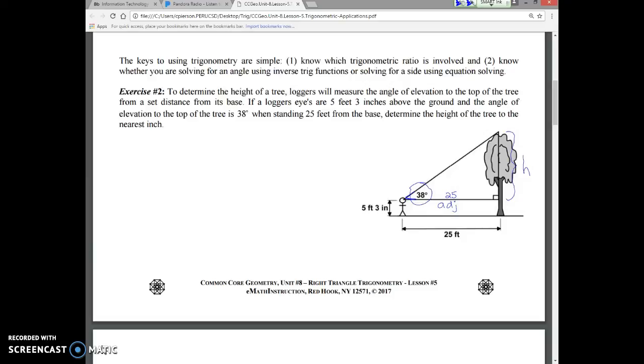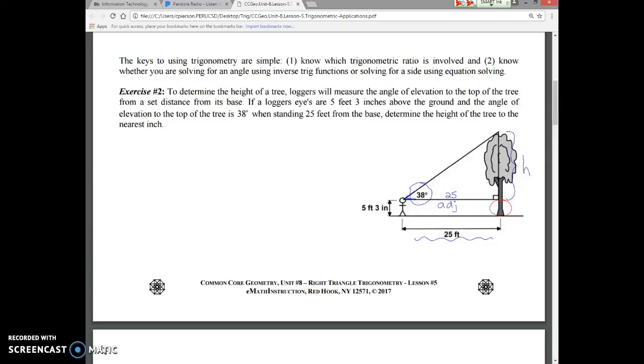The logger's eyes are 5 feet 3 inches above the ground, and the angle of elevation to the top of the tree is 38 degrees when standing 25 feet from the base of the tree. So the picture already describes this. It says determine the height of the tree to the nearest inch. Please remember that we have this extra 5 feet 3 inches, so keep that in mind. This is 25 feet, so we're looking for the height.